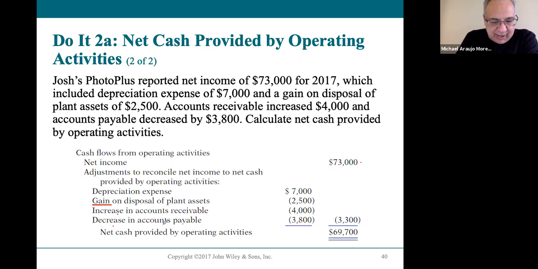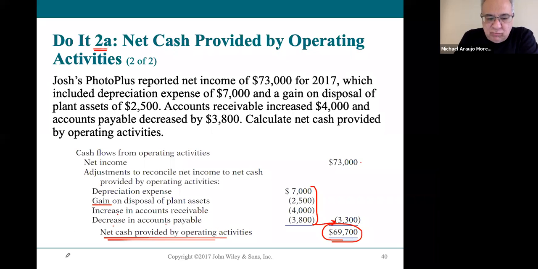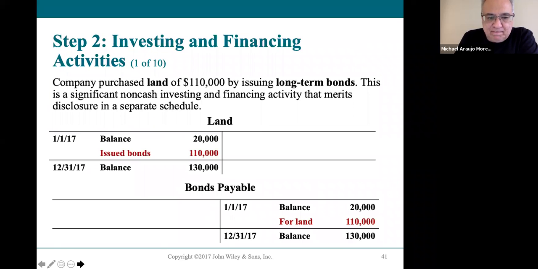We paid down our accounts receivable, which means we used $3,800 worth of cash. Adding all of these up will give you those changes, $3,300 change. So when you convert, this particular company is going to have $69,700 of cash provided by operating activities. Okay, so this part of objective 2, something you're going to spend some time on.